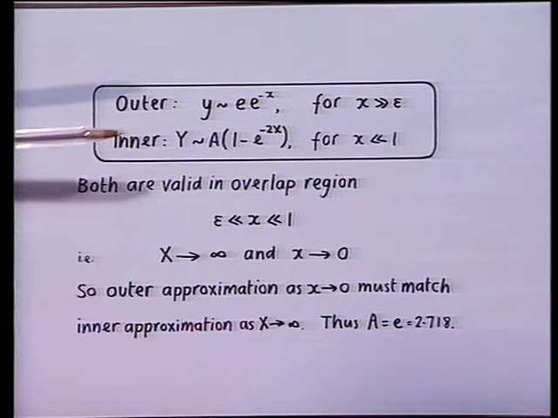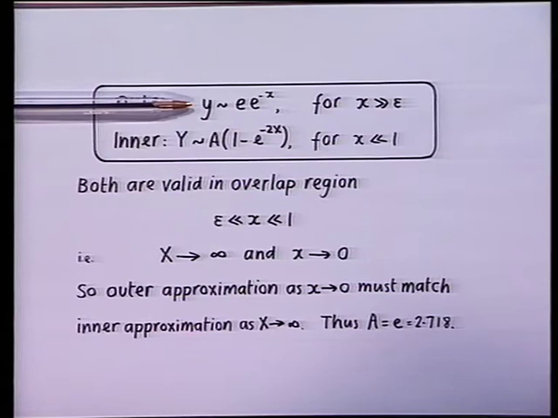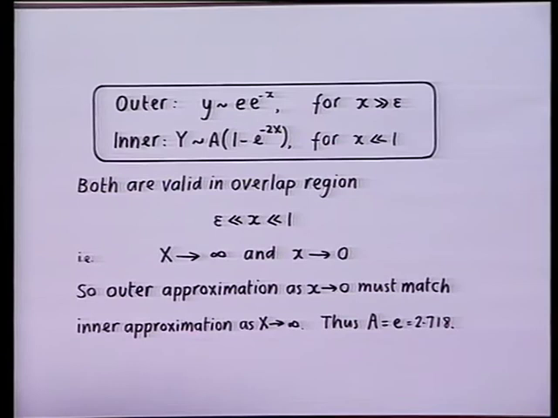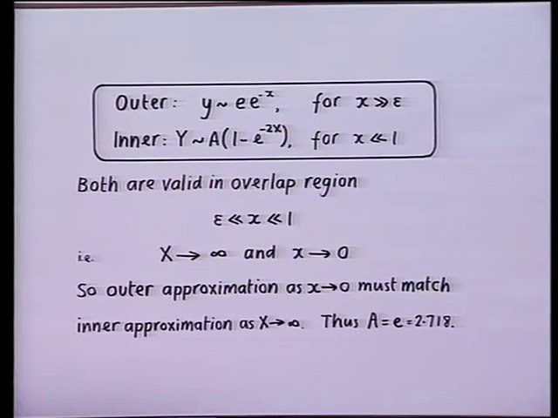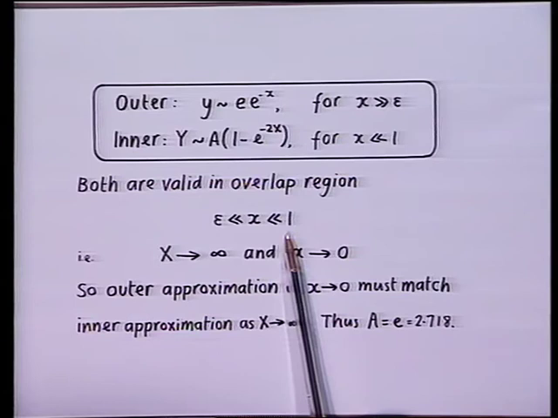The next picture shows a summary of where we are so far. The outer approximation, which holds for x a lot bigger than epsilon, is this one. That's a good approximation for almost all x, but is hopeless near x equals 0. It fails when x becomes round about the same size as epsilon. So for the outer solution to be a good approximation, we insist that x is a lot bigger than epsilon. On the other hand, the inner approximation, which is expressed in terms of the variable capital X, is given by this, and that holds only for little x a lot less than 1. This one holds for x a lot bigger than epsilon. This one holds for x a lot less than 1. You will notice then that both are valid in a small overlap region, because it's perfectly possible for x to be small and large at the same time, in a particular sense. If we take x to be a lot less than 1, but a lot bigger than epsilon, as shown by this line, both these expressions hold.